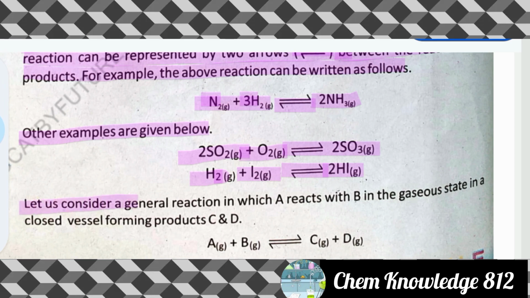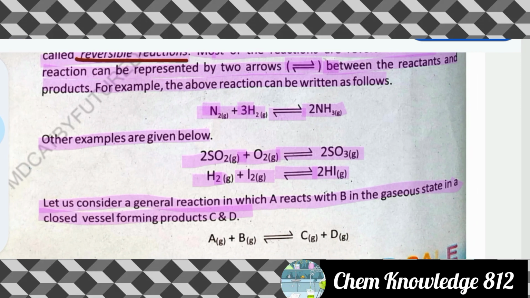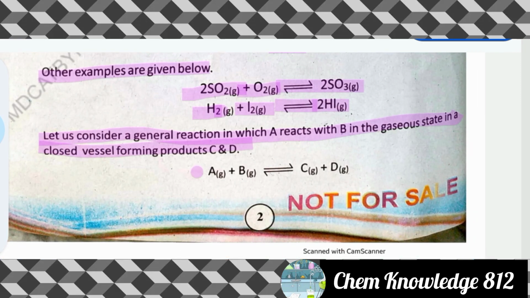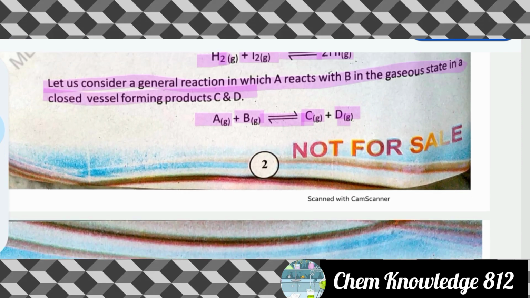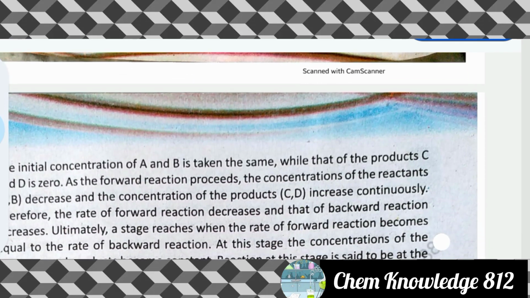Now let's consider a general reaction in which A reacts with B in the gaseous state in a closed vessel, forming products C and D. So A reacts with B to form C and D. This is the reversible reaction, and again C and D are converted into A and B by the reverse reaction.